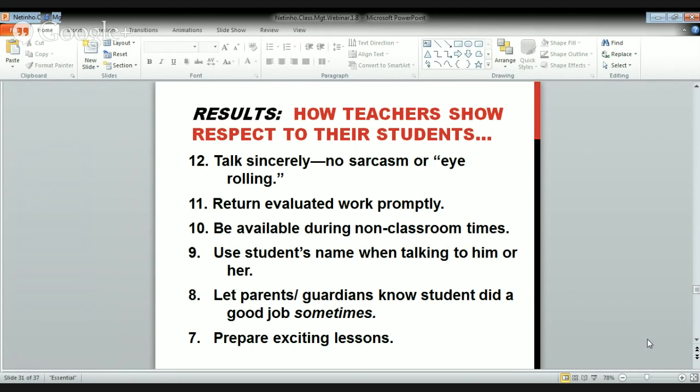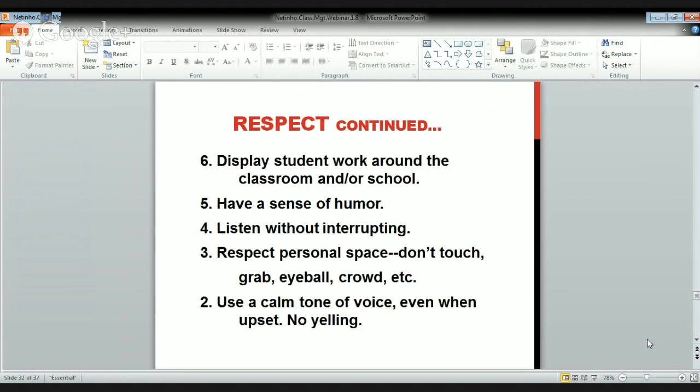behaviors. You've got to think of it as a huge compliment when a student says, "Is class over already?" Well, what happened was the student was so engaged that time just seemed to fly by. Let's continue. Next slide, please. Number 6, and remember this, how does a teacher show respect to students? Display student work around the classroom and or the school. Remember, when you post work, you are praising students and you are demonstrating high quality work to others.